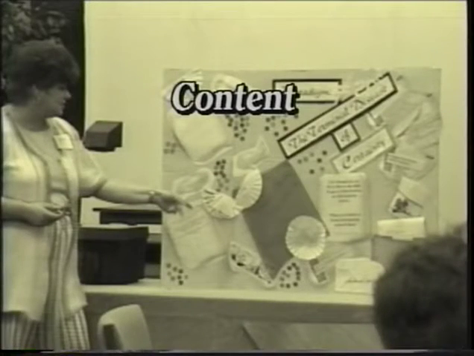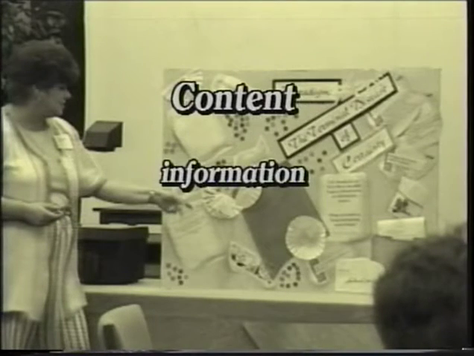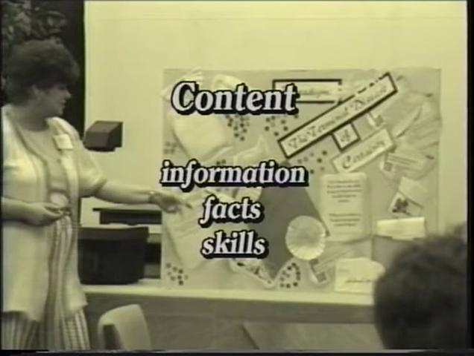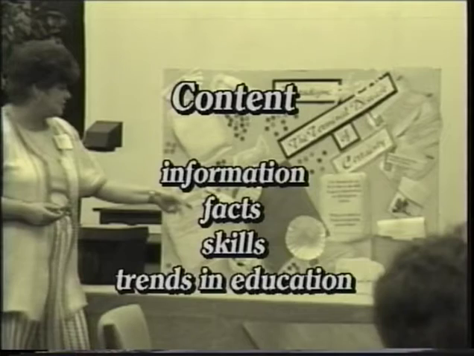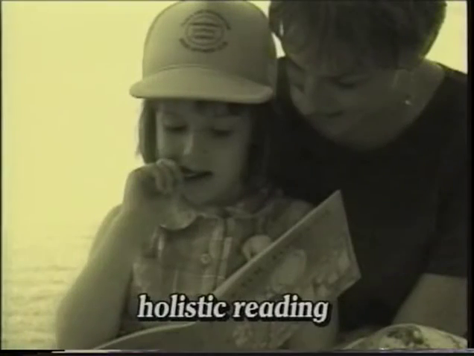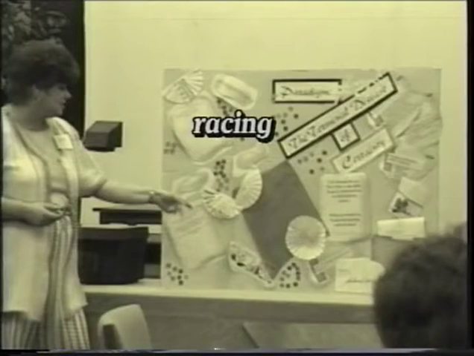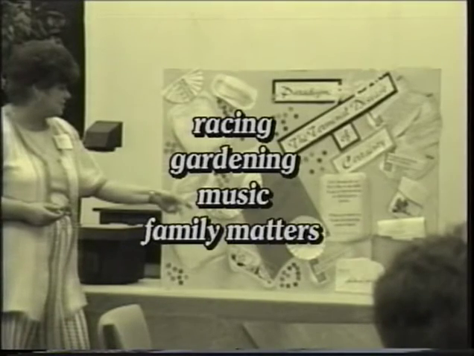Now you must decide on content, which consists of knowledge from the past combined with vision for the future. The content may be information or facts, or it may be a skill the student is expected to demonstrate. It may deal with trends in education, such as critical thinking, workplace literacy, holistic reading, and global issues. Whatever the content is to be learned, it should be taught in a context of interest to your adults. This is particularly true of lessons focusing on skills. They can be taught in the context of racing, gardening, music, or family matters.